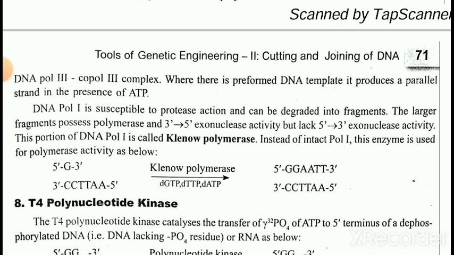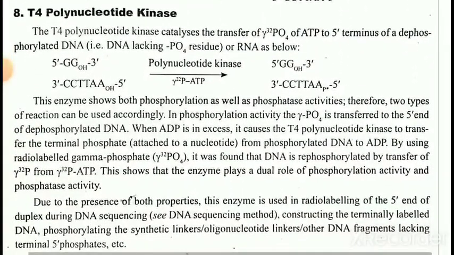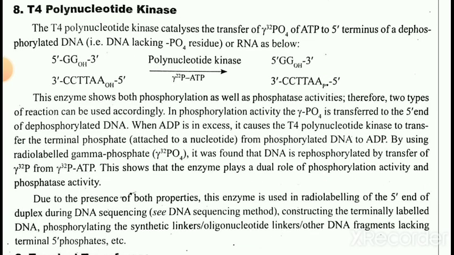8. T4 polynucleotide kinase. The T4 polynucleotide kinase catalyses the transfer of the gamma-32 PO4 of ATP to the 5' terminus of a dephosphorylated DNA, i.e. DNA lacking PO4 residue, or RNA as below. This enzyme shows both phosphorylation as well as phosphatase activities, therefore two types of reaction can be used accordingly. In phosphorylation activity, the gamma PO4 is transferred to the 5' end of dephosphorylated DNA. When ADP is in excess, it causes the T4 polynucleotide kinase to transfer the terminal phosphate attached to a nucleotide from phosphorylated DNA to ADP.